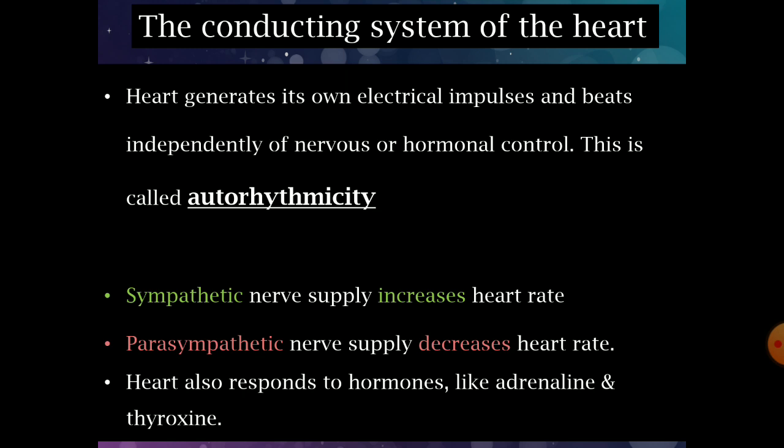Sympathetic nerve supply increases the heart rate. The autonomic nervous system basically involves the heart. The autonomic system includes the sympathetic and the parasympathetic. When there is sympathetic nerve supply, it increases the heart rate, and when there is parasympathetic nerve activity, it decreases the heart rate.